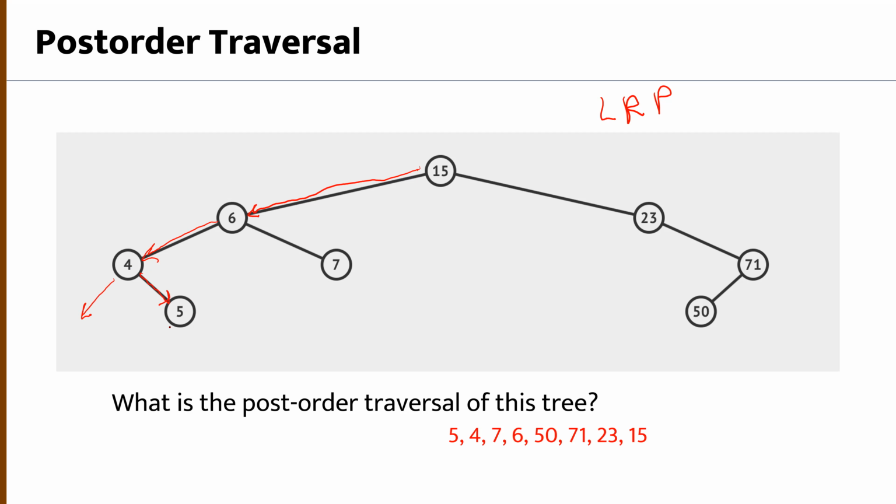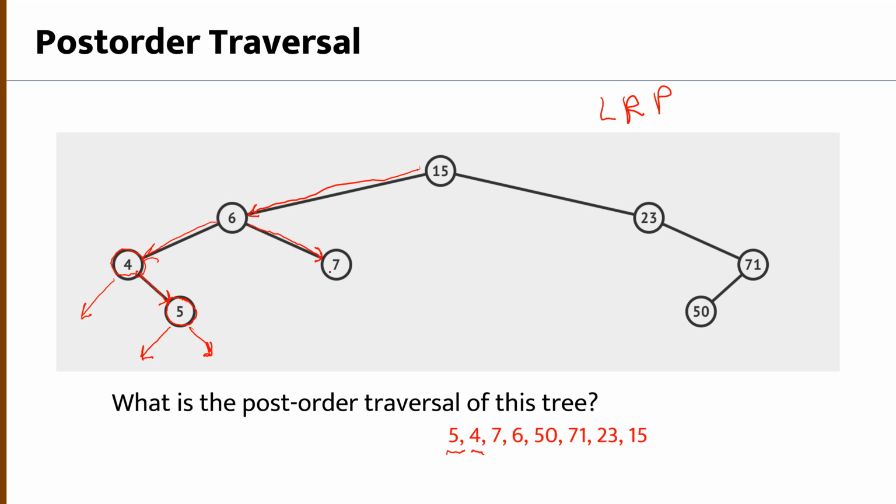We're at this 5 now, we'll want to traverse left, traverse right, there's nothing there, and then we finally print out this 5. And so we go back up to this 4. Now that we've traversed both the left and right subtrees of 4, we can print out 4. And then we'll go back up to the 6. We've traversed left for the 6, but now we need to traverse right.